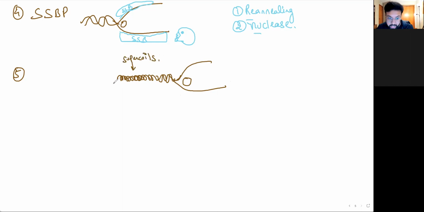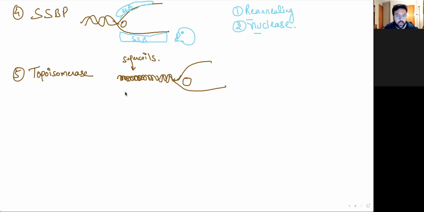Now we have one special enzyme, one special protein which can come and reduce these supercoils. Does anybody know the name of this one? Topoisomerase. Topoisomerase. Perfect. Topoisomerase.